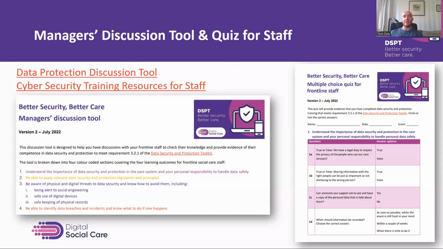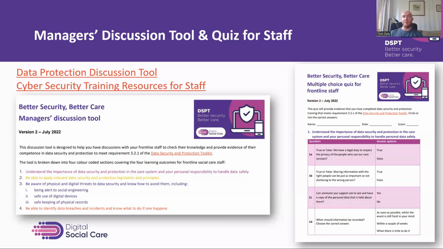So the tool is broken down into 4 colour-coded sections, covering 4 different learning outcomes, and this is for your frontline care staff. The number 1 is to understand the importance of data security and protection in the care system and your personal responsibility to handle data safely. I think we always say, don't we, that the DSPT is about protecting the people that we care for, your staff and your organisation, but it's important to emphasise that personal responsibility element to the staff in order to make that happen. Secondly, to be able to apply relevant data security and protection legislation and principles.